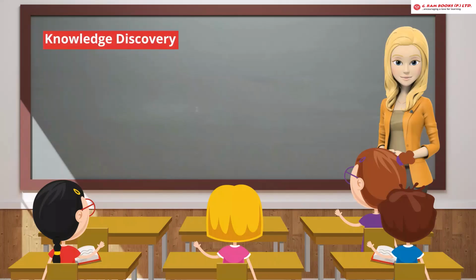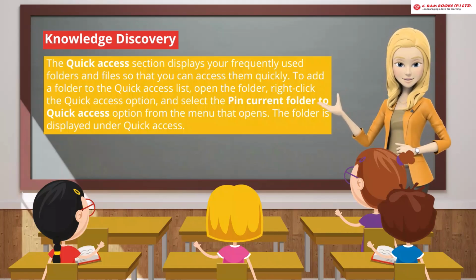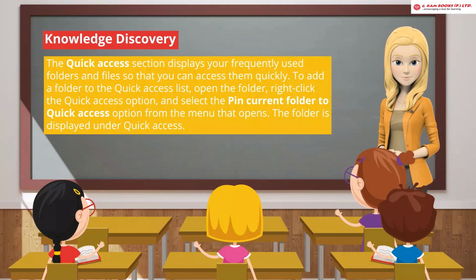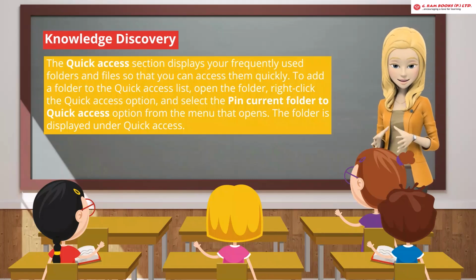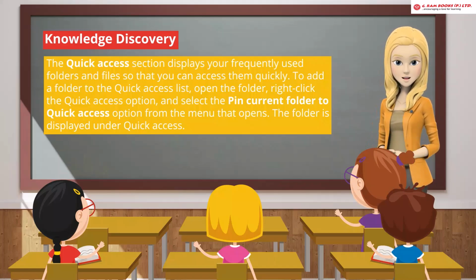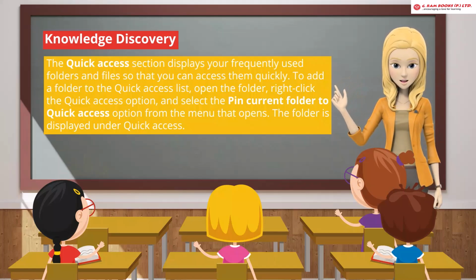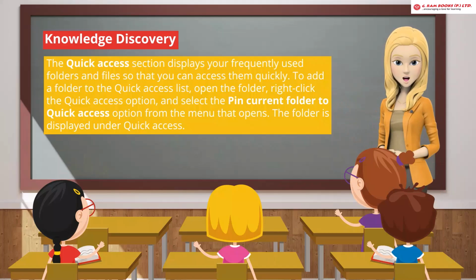Knowledge discovery. The Quick Access section displays your frequently used folders and files so that you can access them quickly. To add a folder to the Quick Access list, open the folder, right-click the Quick Access option and select the Pin Current Folder to Quick Access option from the menu that opens. The folder is displayed under Quick Access.